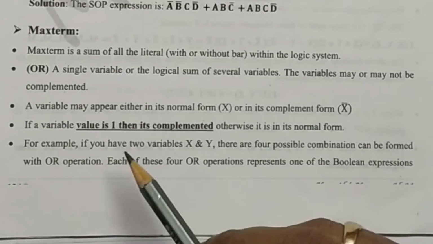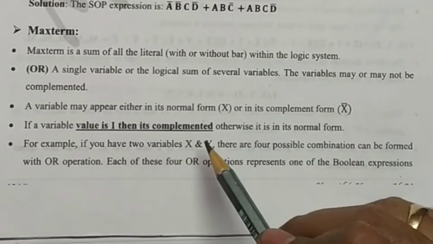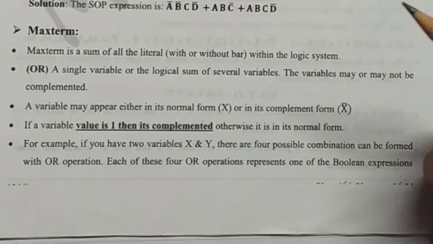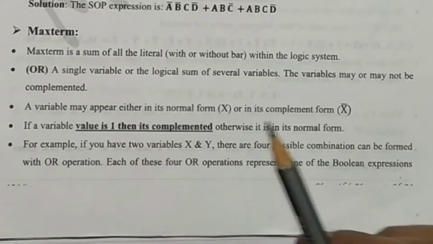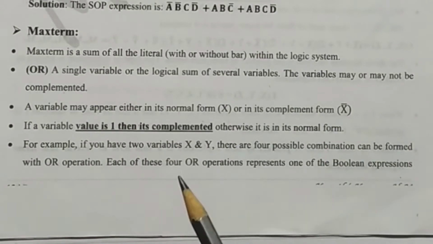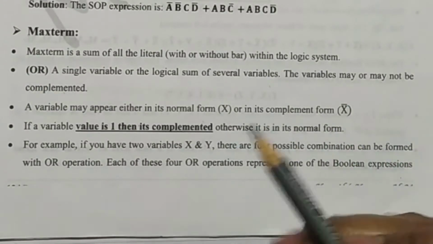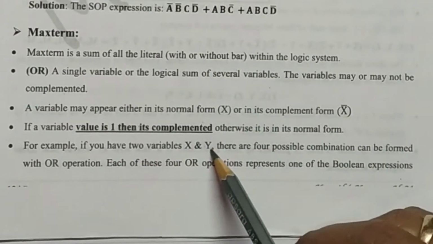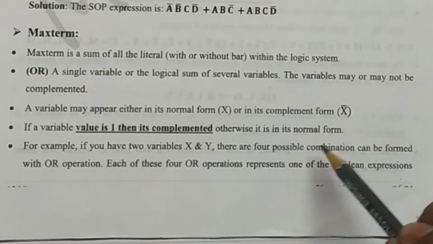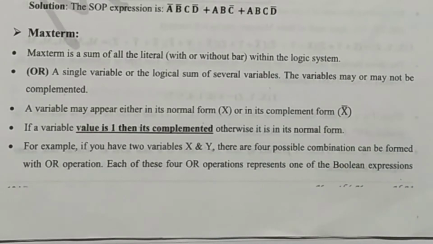If a variable value is 1, then it is complemented, that is opposite of min term. In min term, if value 0 is there, then it is complemented. Value 1 means normal form. But in the max term, if value is 1, then it is complemented. Otherwise, it is in normal form.